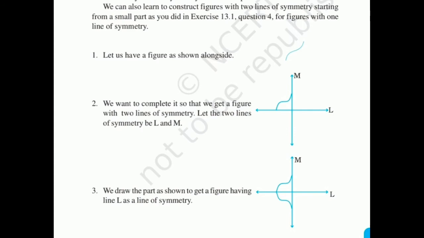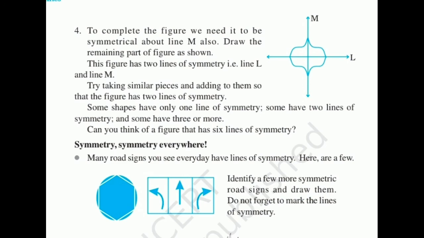For figures with one line of symmetry, let us say a figure is shown alongside. We want to complete it so that we get a figure with two lines of symmetry. Let the two lines of symmetry be L and M. We draw the part as shown to get a figure having line L as a line of symmetry. To complete the figure, we need it to be symmetrical about line M. Draw the remaining part of the figure as shown. The figure has two lines of symmetry, that is line L and line M. Try taking similar pieces and adding to them so the figure has two lines of symmetry.